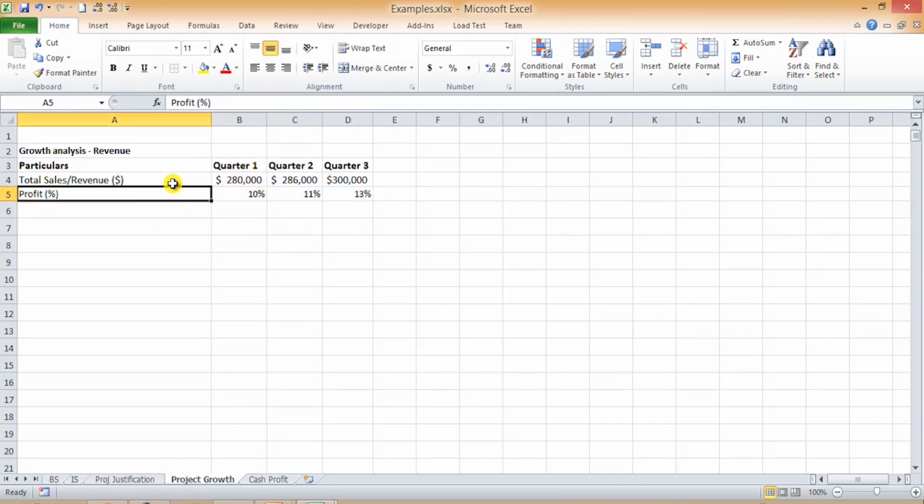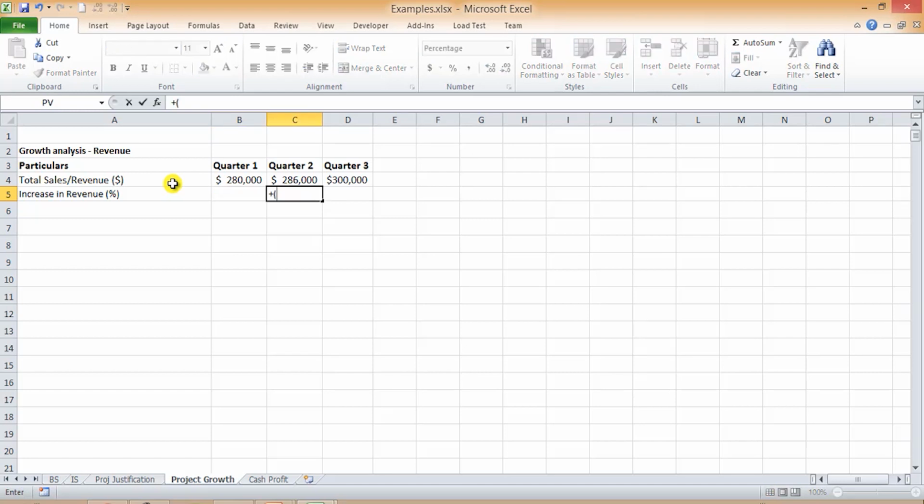So how do you measure the growth over here, or you can say the increase in revenue? What is the percentage of increase in revenue on a quarter by quarter basis? You take the first quarter as your base quarter, and then you compare that with the growth in the other quarters. For the first quarter, you won't have any percentage because that's the base, the starting point of the comparison.